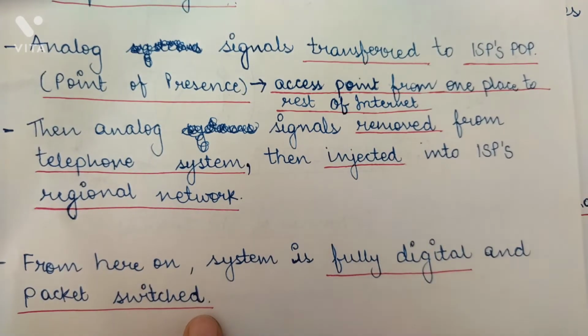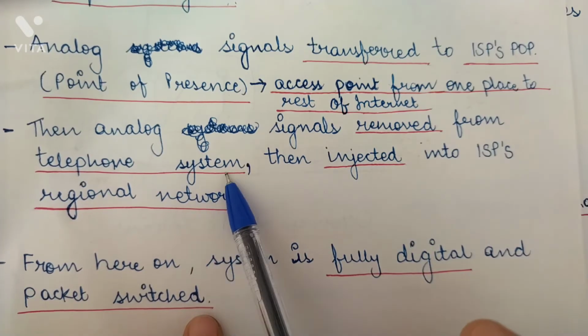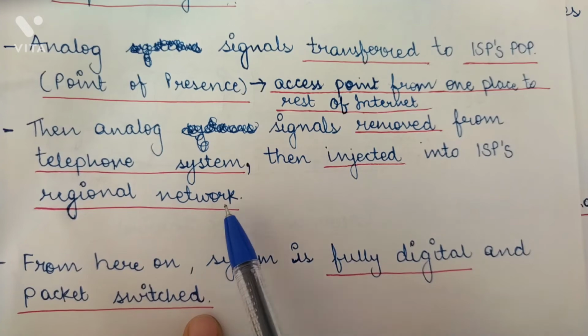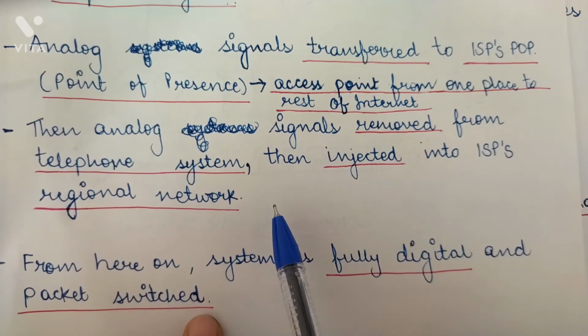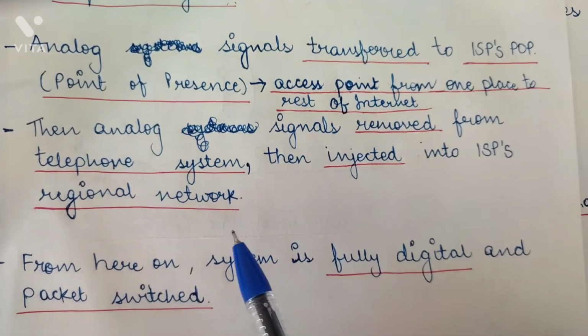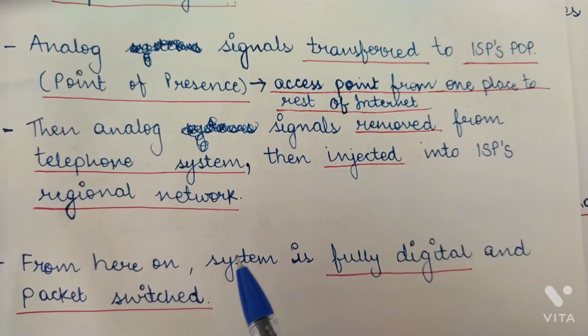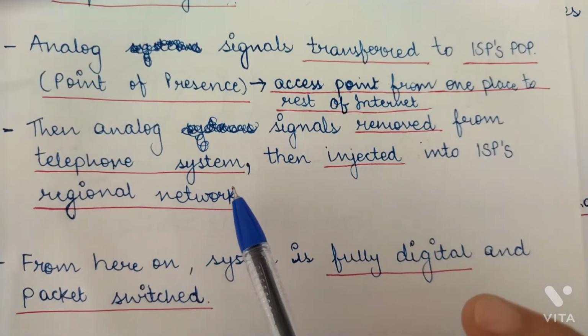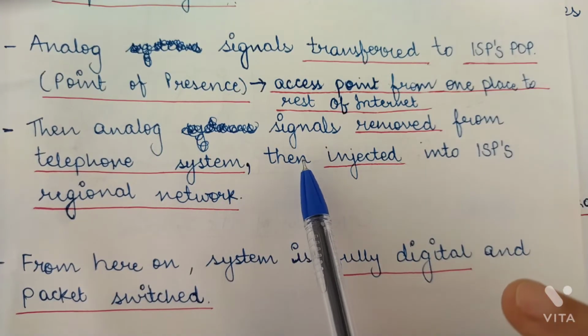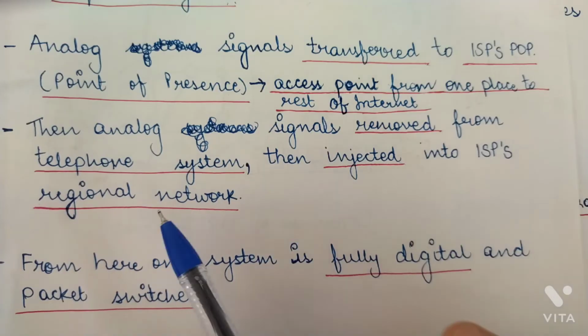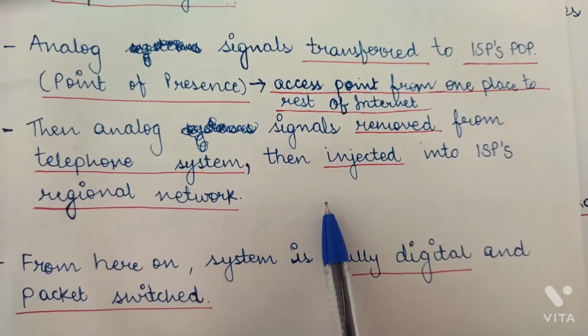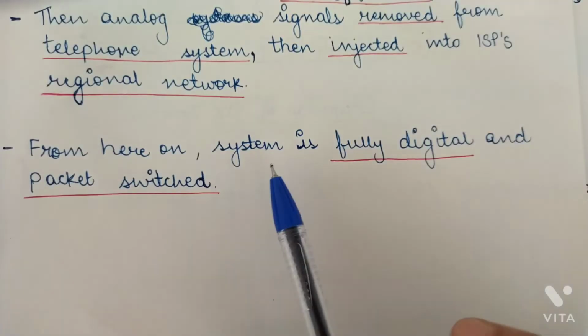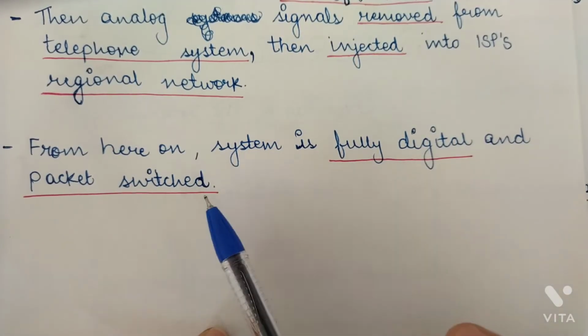So you call the internet service provider using a dial-up connection. Then using a modem, of course, since it is a dial-up connection, for the signals to travel unhindered they need to be analog signals. So first of all, your modem converts the digital signals into analog signals, and then they are passed on to the telephone system. Then they are removed from the telephone system and injected into the regional network of the ISP, the internet service provider. From here on, the system is fully digital and packet switched.